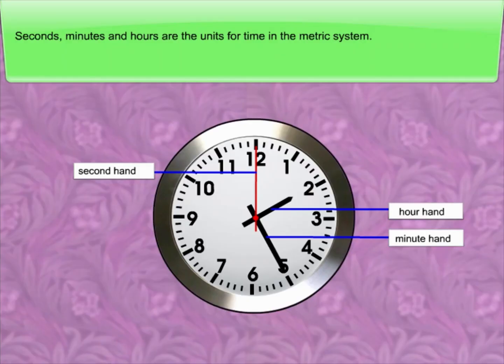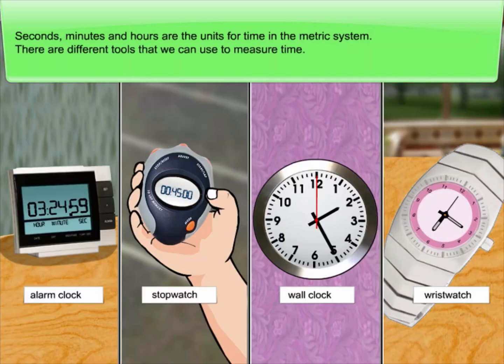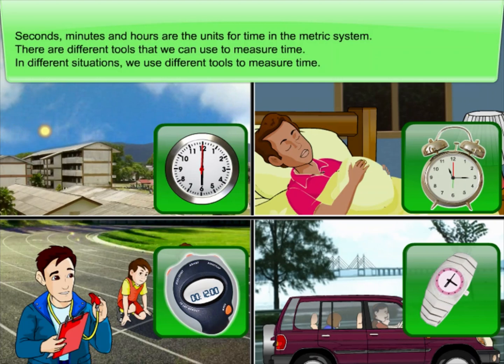Seconds, minutes, and hours are the units for time in the metric system. There are different tools that we can use to measure time. In different situations, we use different tools to measure time.